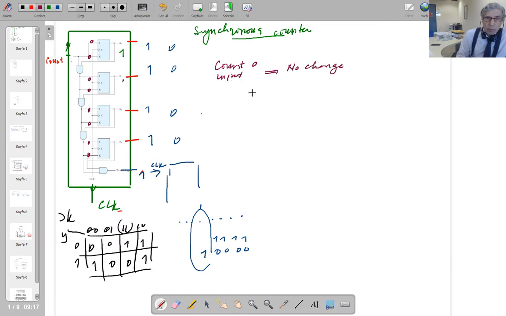When the count input is 1, what happens? Let's draw the timing diagram for this. So we are going to count the clock pulses. Let me draw the clock pulses first. If you look at this clock input here, it has no circle in front of it, so it is going to be rising edge or positive edge sensitive. So clock pulses, let me draw these clock pulses. I'm going to draw a few clock pulses.